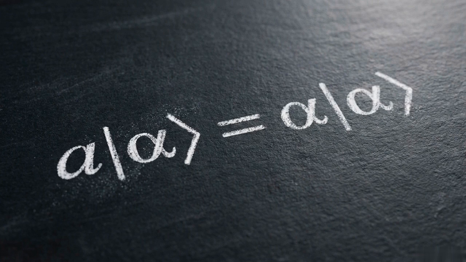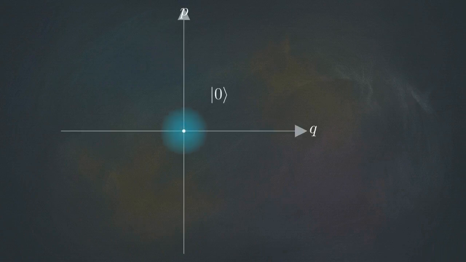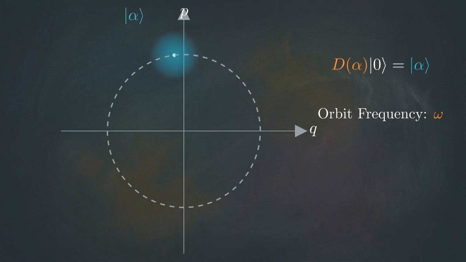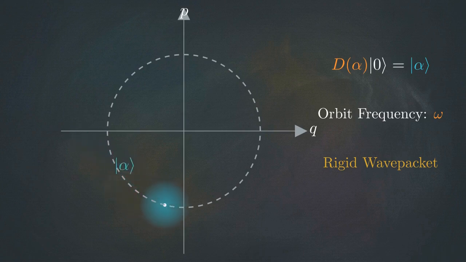Glauber defines the coherent state mathematically as the right eigenstate of the photon annihilation operator, such that applying the operator a to the state yields the complex eigenvalue alpha. Physically, this state is generated by applying a unitary displacement operator directly to the vacuum ground state. This shifts the probability density radially outward to a specific complex coordinate. Time evolution is simple. It orbits the origin at a constant frequency omega. As it orbits, the shape of the wave packet remains perfectly rigid.